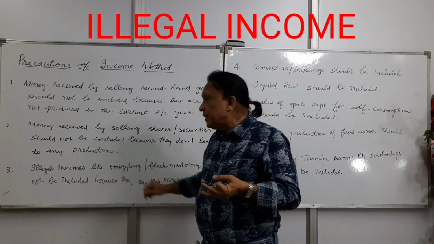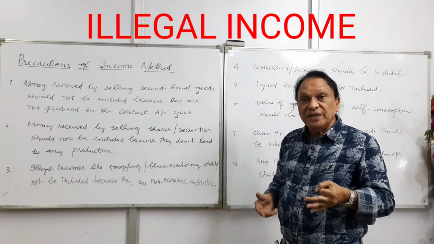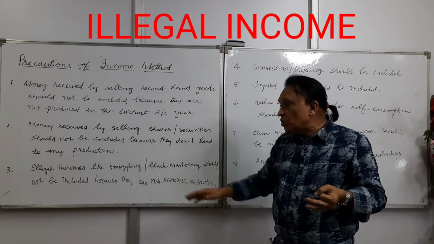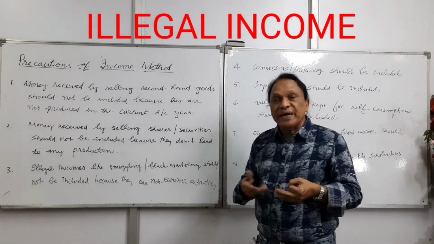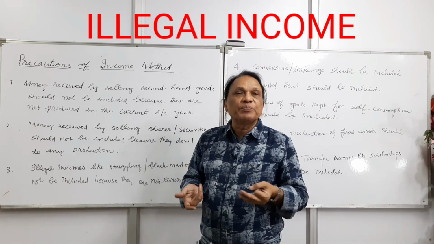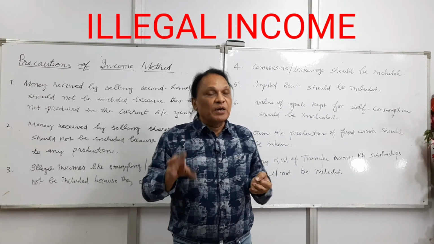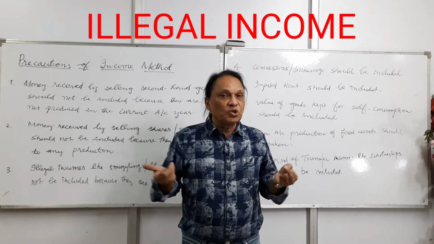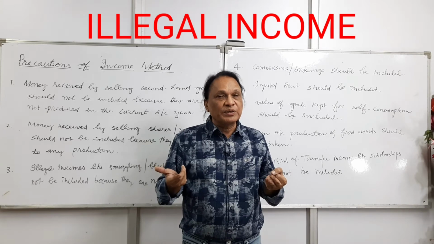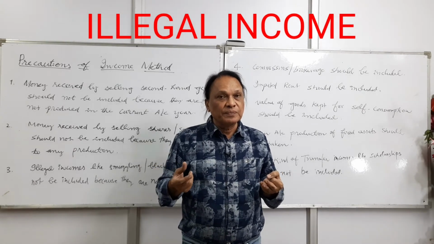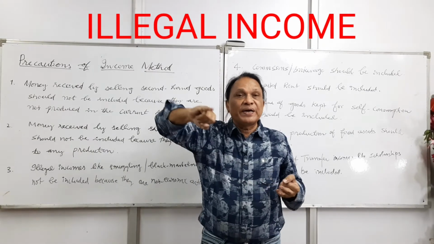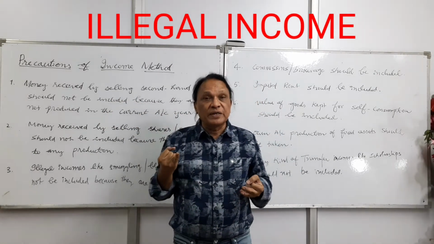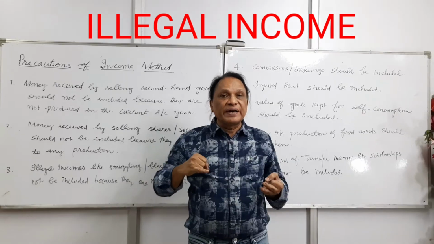Number 3, illegal incomes. Which are the illegal incomes? Like the income of smugglers and black marketers, should not be included because they are non-economic activities. They do not lead to any production. No productive economic activity is taking place. I repeat again, the first point is money received by selling second-hand goods should not be taken because they are not a part of the current year production.